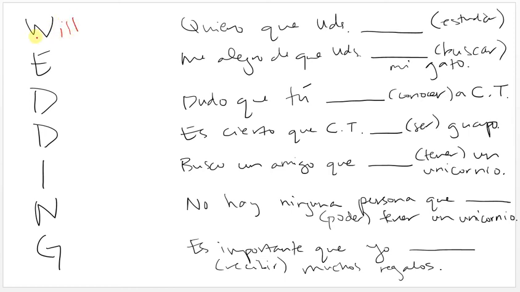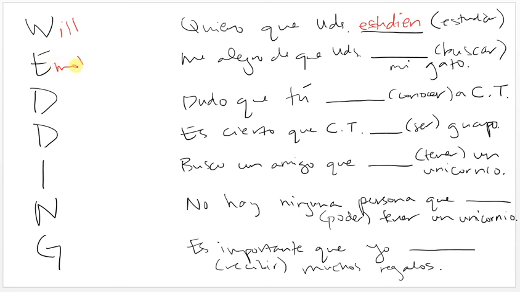So the first one is will. So remember, this is exerting your will or influence over somebody. So wanting, needing, desiring somebody to do something. And there's a ton of verbs in this category. We're going to review them in class. But one of them is querer que. So quiero que, I'm exerting my will or influence. I want you all to study. So this is a trigger. I have to use a subjunctive. So quiero que ustedes estudien would be the opposite ending.